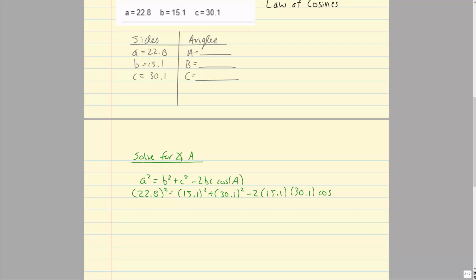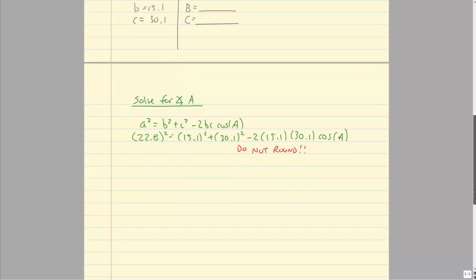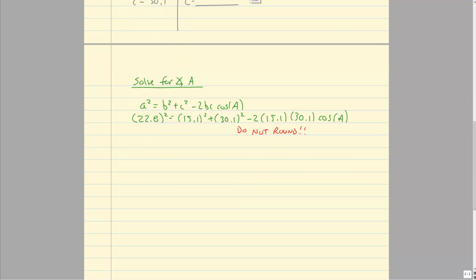2bc cosine A. Now what we have to be really careful of here is do not round until you get to your final answer. Okay, so do not round, because if you start rounding too soon, it's going to throw your final answer off. So we don't want to round at all. The way I'd like to work this problem is not coming up with any decimal approximations or expanding this at all. I would like to just simply work through this, trying to solve for cosine A.